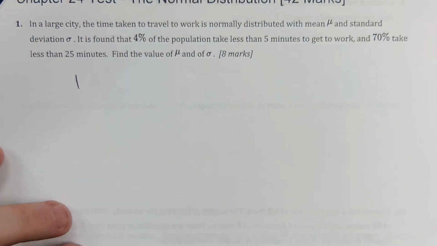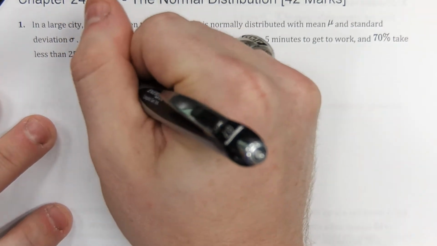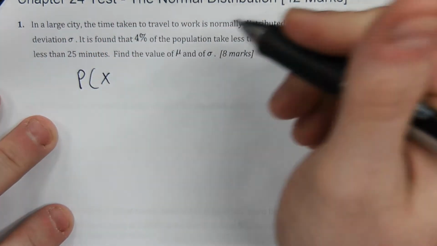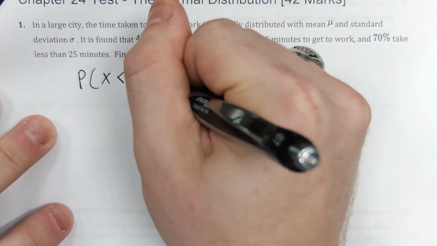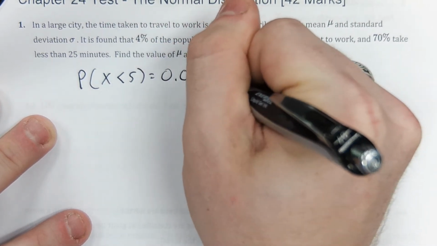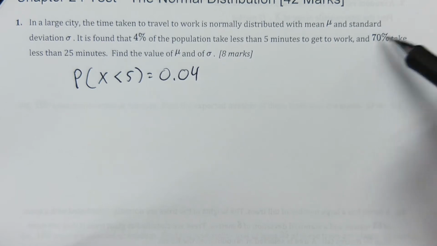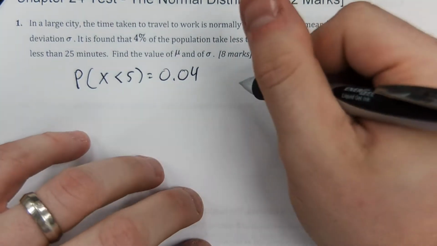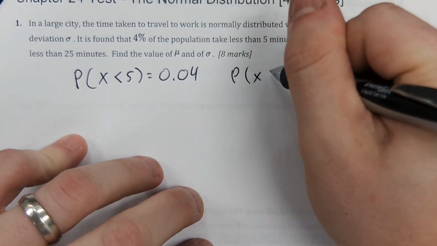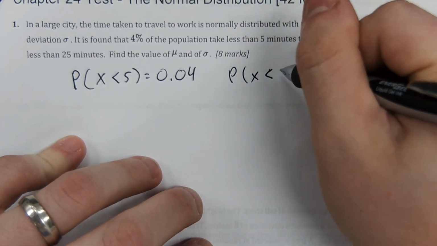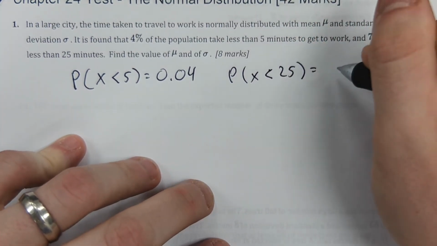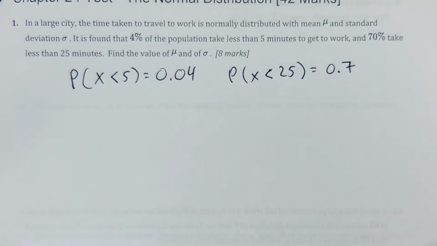So let's define a variable. Nah, screw it. The probability that x is less than 5 is 0.04. Watch your decimals. 70% takes less than 25 minutes. And they'll find the two things. You could, if it would help you to see it, then definitely go for it.